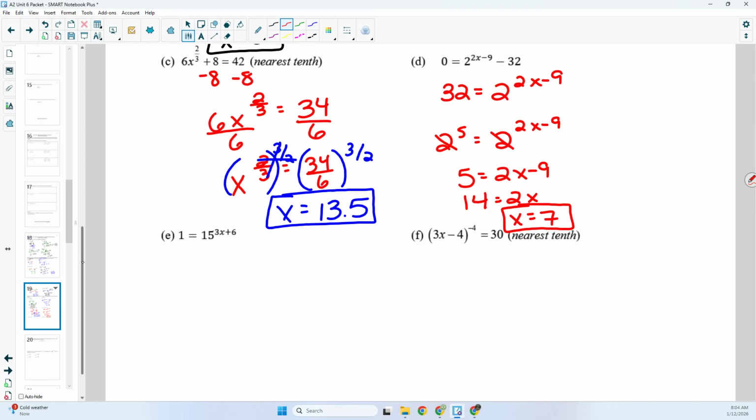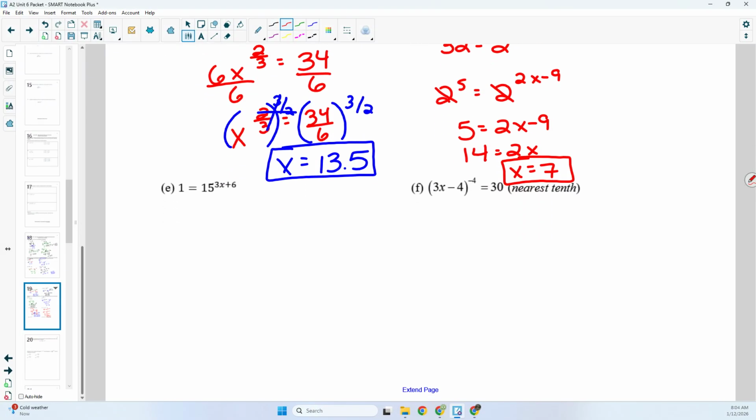Letter E is kind of a weird situation. Usually we're trying to go to smaller numbers to make bases. But here, if I have a 1 as my base on one side, we can write that as anything to the 0. So since I can't really make a 15 into a 1, I can make a 1 into 15 to the 0. So that's kind of a different situation that we want to notice if we see 1 as one of our bases. And then from there we can cancel out the 15s.